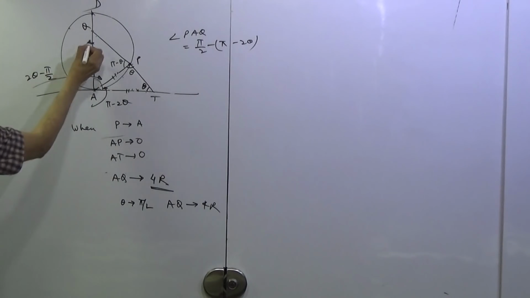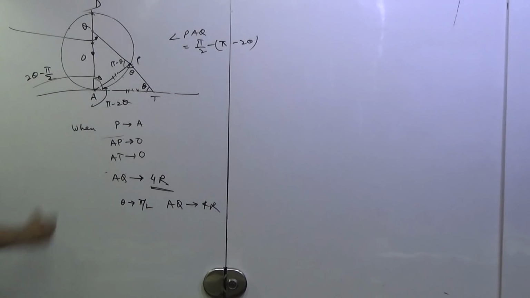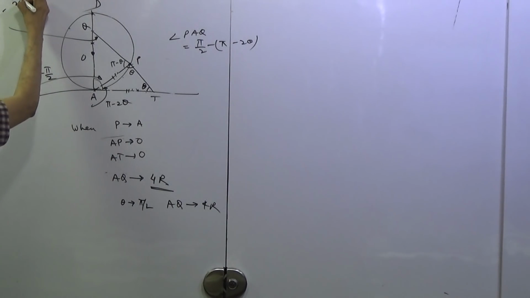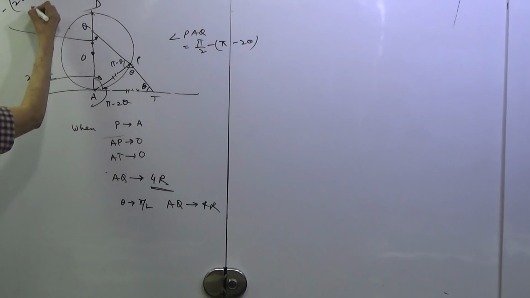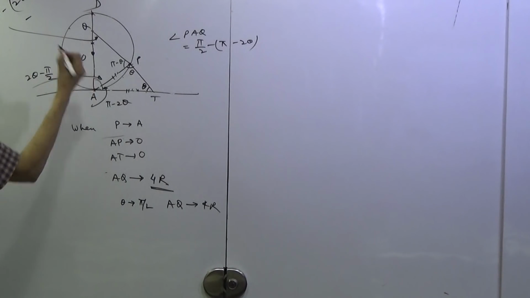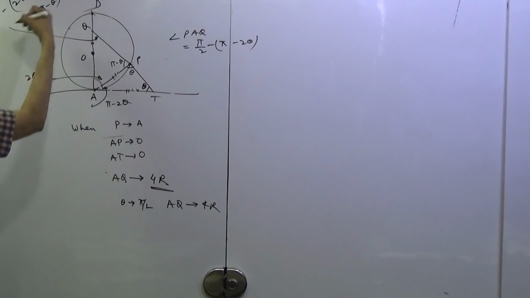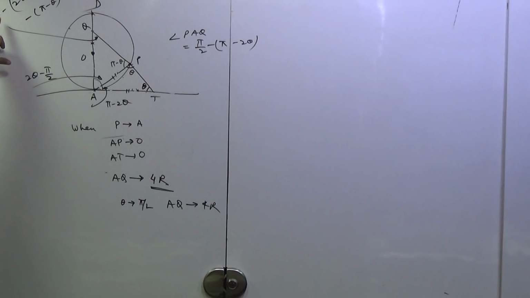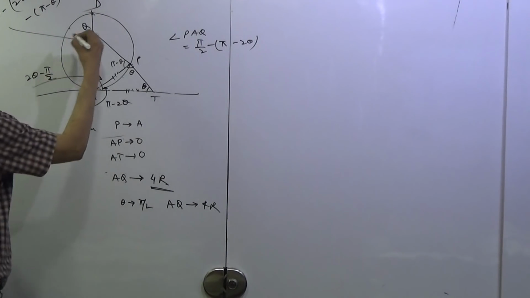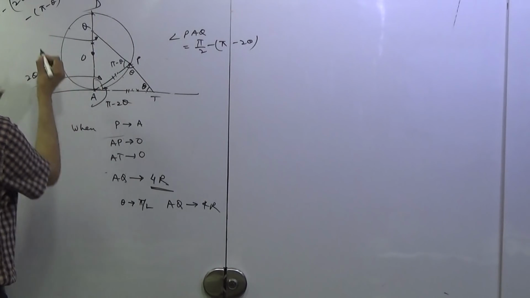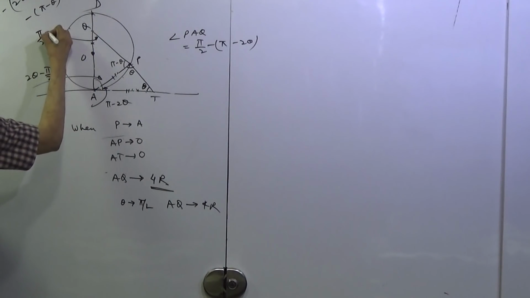And what about this angle? This also we can find. Pi minus theta. Pi minus the quantity 2 theta minus pi by 2, minus pi minus theta. Very good. What is left finally? The pi and pi cancel. This pi by 2 is left. We'll have minus theta plus the remaining terms. I'm sorry, this is pi by 2 minus theta.